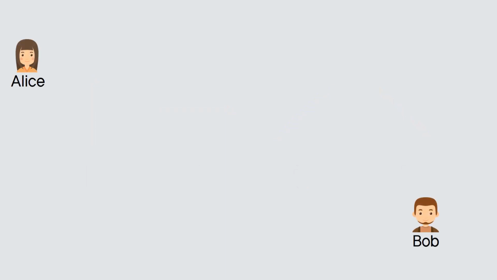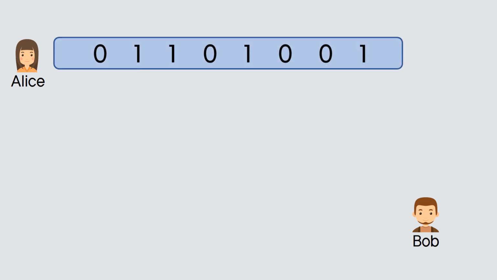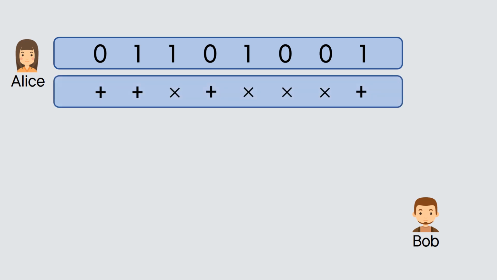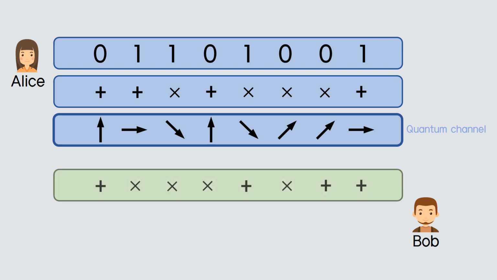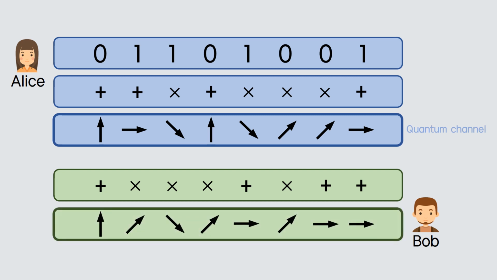Okay, now the BB84 protocol starts. Let's assume Alice sends a very simple 8-bit message. She then randomly selects one of two filters for each qubit. Now, each photon has a particular polarization state depending on both the bit values and the selected filters. And these photons are transmitted to Bob through a quantum channel. Bob does not know what filter Alice chose, so all he can do is select randomly. He does this for each photon he receives.